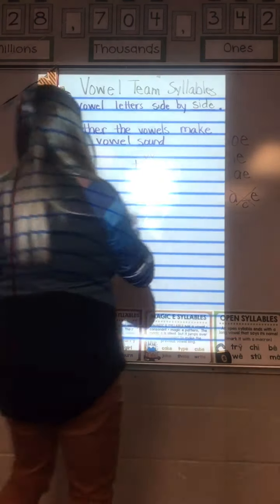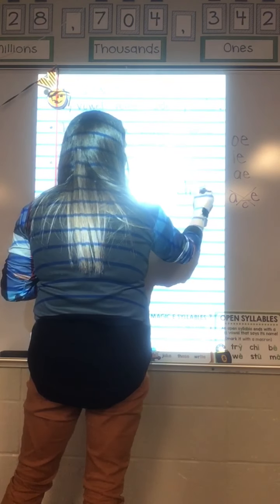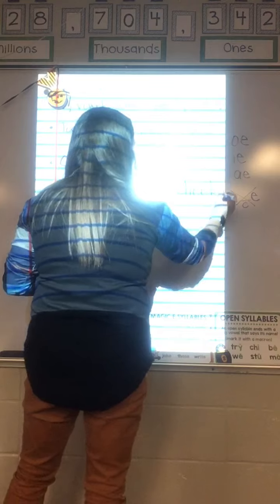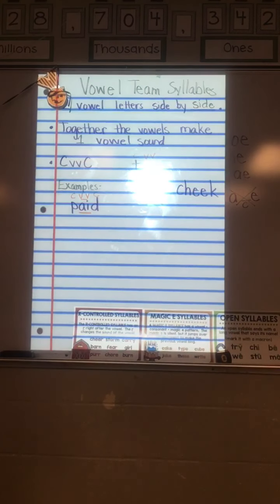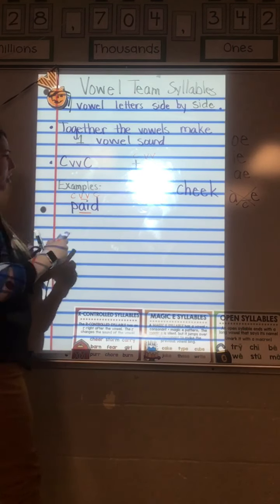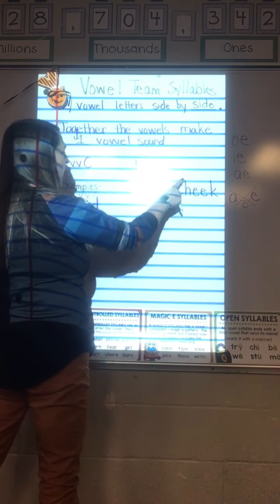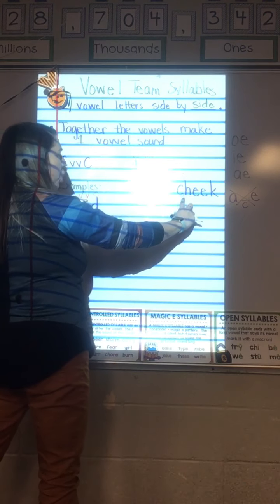Okay, let's do one more. I'll kind of write it over here. Hopefully that will help us. C-H-E-E-K. Okay. So here's that word, cheek. All right, I'm going to go ahead and identify it. I'm going to look at this because I know that CH is a digraph and it makes one sound. So there's my consonant. It's only one sound. So they say ch.